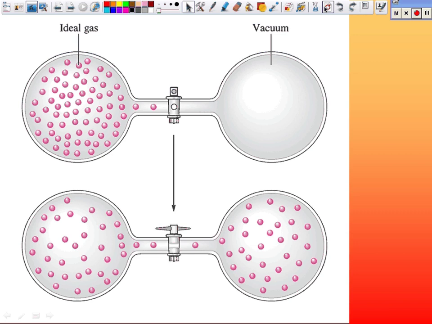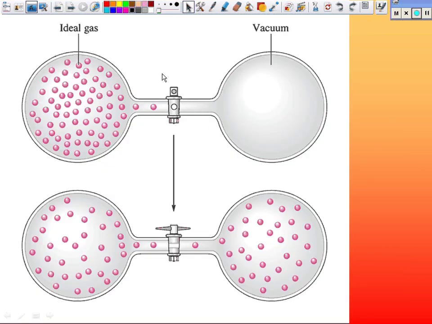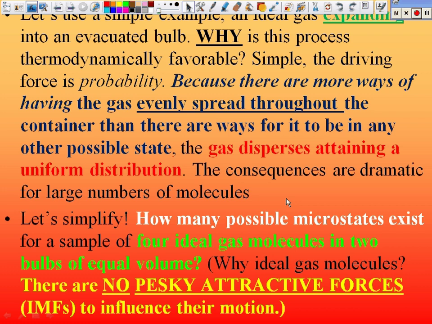So let us use the simple example of an ideal gas expanding into an evacuated bulb. Now, first of all, this term evacuated, what does evacuated mean? There's no air in there. It's empty space. There's nothing in that at all. Okay. Why is this process thermodynamically favorable? Now, what does it mean by thermodynamically favorable? Spontaneous. Will those molecules naturally on their own move to the other side? Yes, we're not going to have to force them at all.